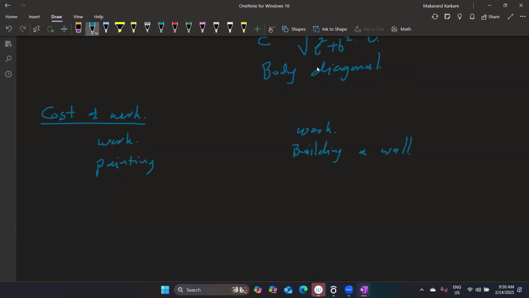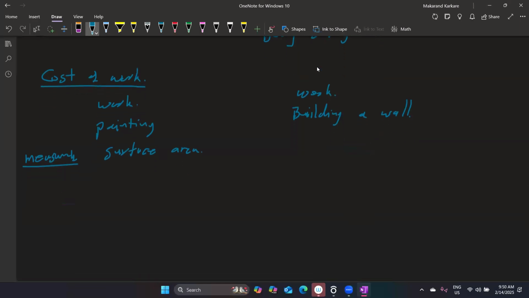Now, when it comes to painting, we don't paint inside, we only paint the surface. So when it comes to painting, the corresponding important measurement is going to be surface area. Whereas when it comes to building a wall, we don't build surfaces, we build a whole wall. So the measurement which is important is going to be volume of work. Does that make sense?